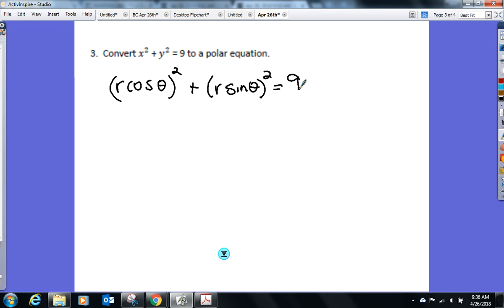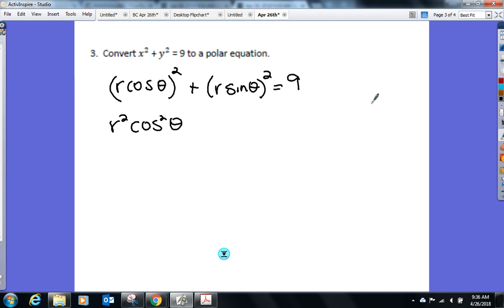All right, I see you. How do I square? I square both of them, the r and the cosine, the r and the sine. Ready? So it's r squared cosine squared theta. Everyone see what I just did there? I squared both pieces in there.